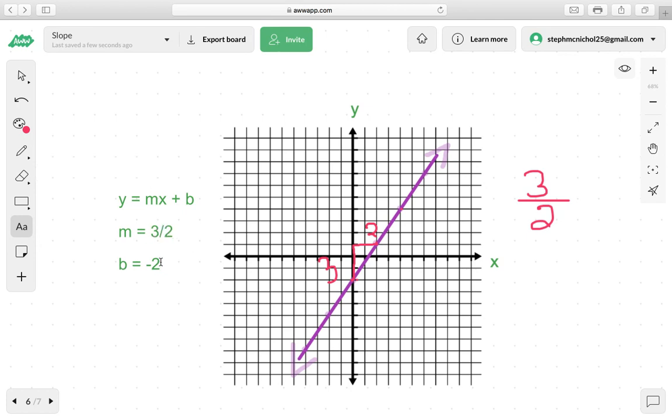Now my final equation should be y equals, take my slope, put an x next to it, and then if you notice that our y-intercept is negative, so we just have to write minus 2.